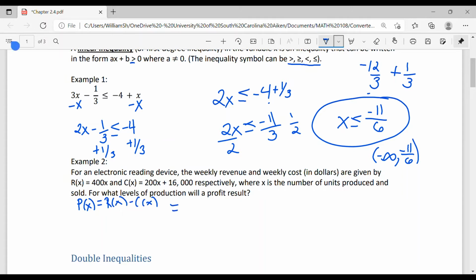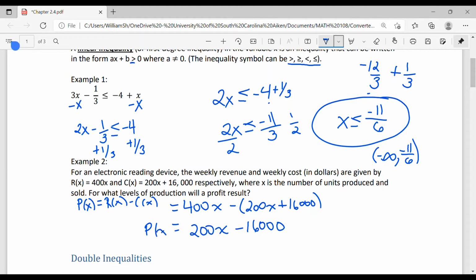So our function is going to look something like this. 400x minus parentheses 200x plus 16,000. And we're going to simplify this. 400 minus 200 will be 200x. And then that 16,000 is going to be negative because we have to distribute that negative to it. Okay, so this is our profit function here, our P of x function.